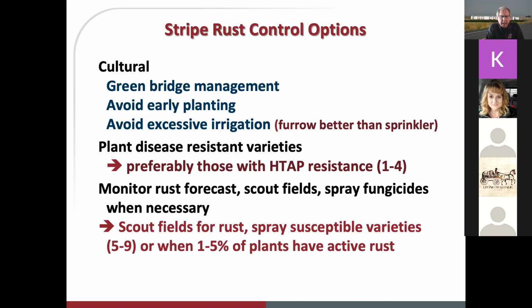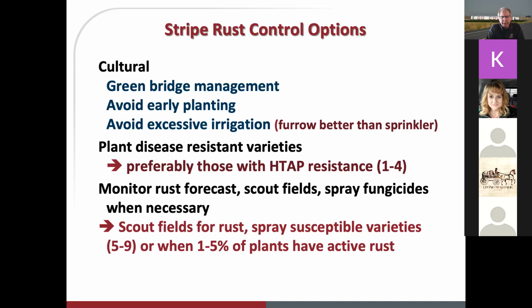Okay. The other thing that we encourage people to do for striped rust control, regardless of the resistance rating of the variety you plant, is to monitor the rust forecast, which I just told you about, to scout your fields for the presence of rust, and then spray a fungicide when necessary. And when you're scouting your fields for rust, you want to think about the resistance rating of the variety. If it's a susceptible variety, those that are rated from 5 to 9, or when 1 to 5% of the plants have active rust, then you need to think about a fungicide application.